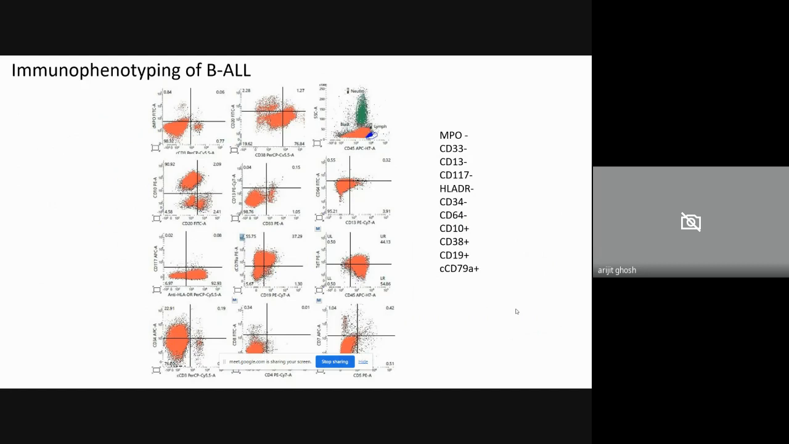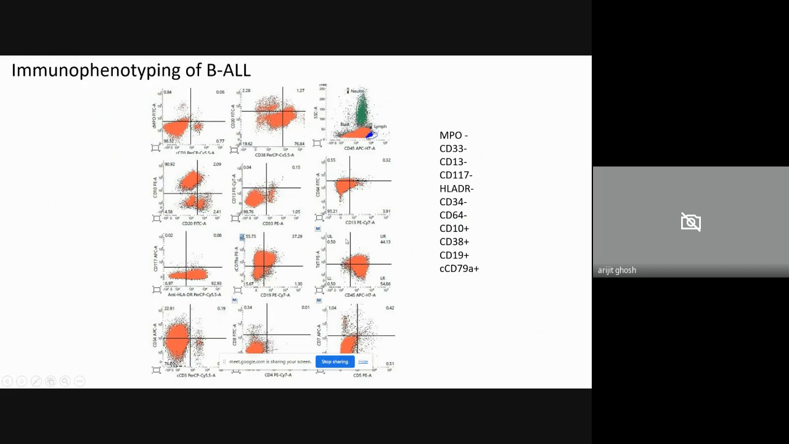Now let's move on to the next slide. This is a picture of a B-ALL, where you can see that MPO is not positive, and there are different other markers which are also negative, like CD33, a myeloid marker, which is negative. CD13 is also negative, and CD64 is also negative there.